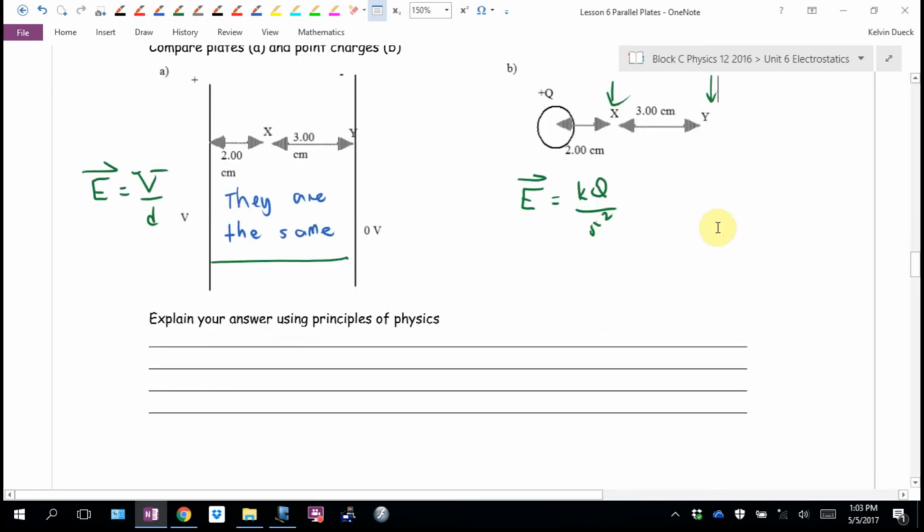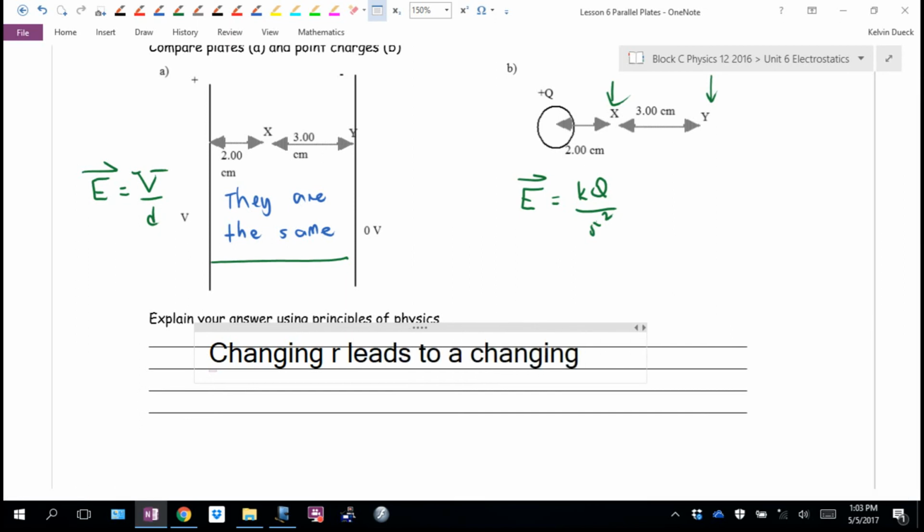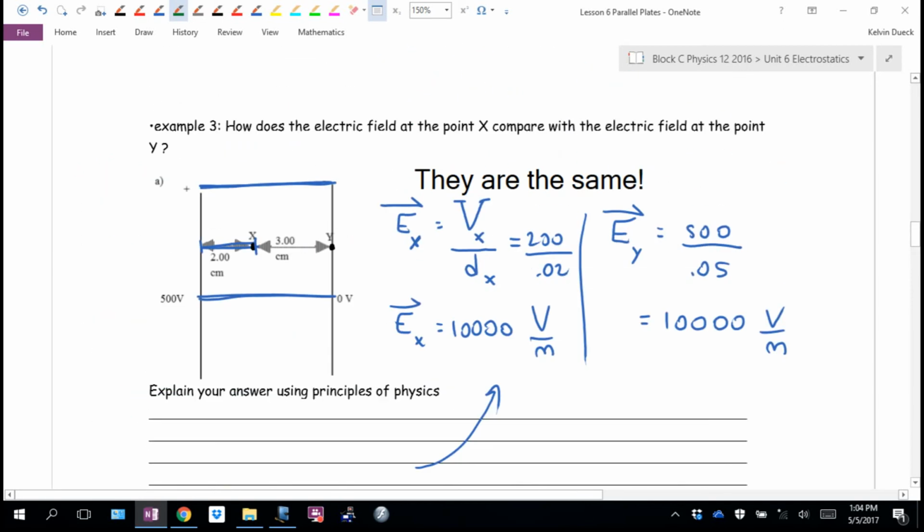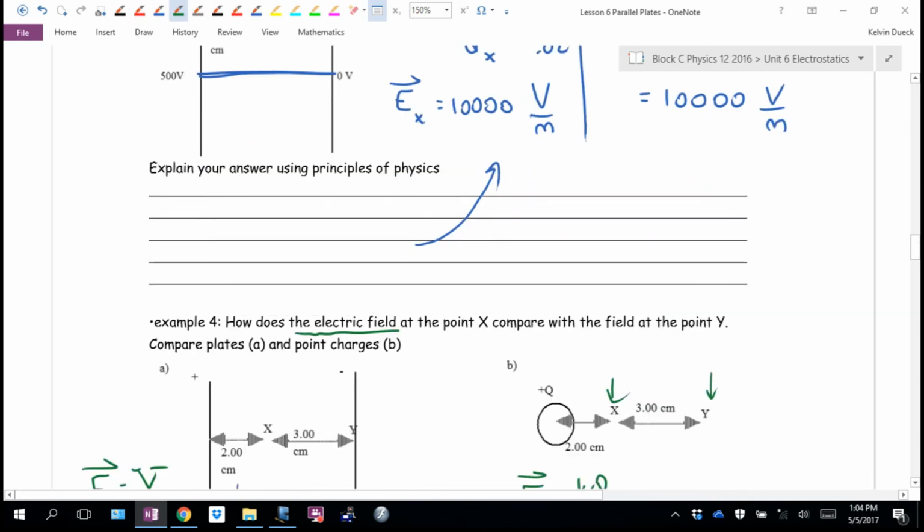Is that okay? It says explain your answer using principles of physics. Changing R leads to a changing electric field. I'll bring in a vector above there somehow. Really, it's a changing R squared. The first part, showing that they're the same, Dylan, I'm going to argue I just proved that, so I'm not going to reprove it. That's okay?